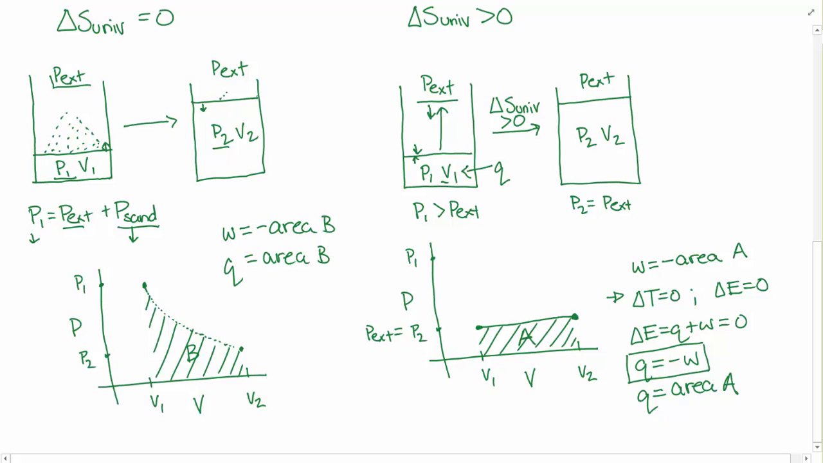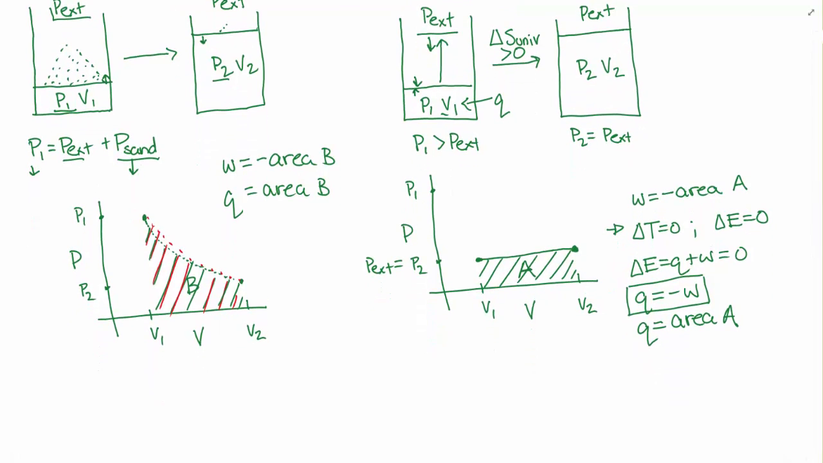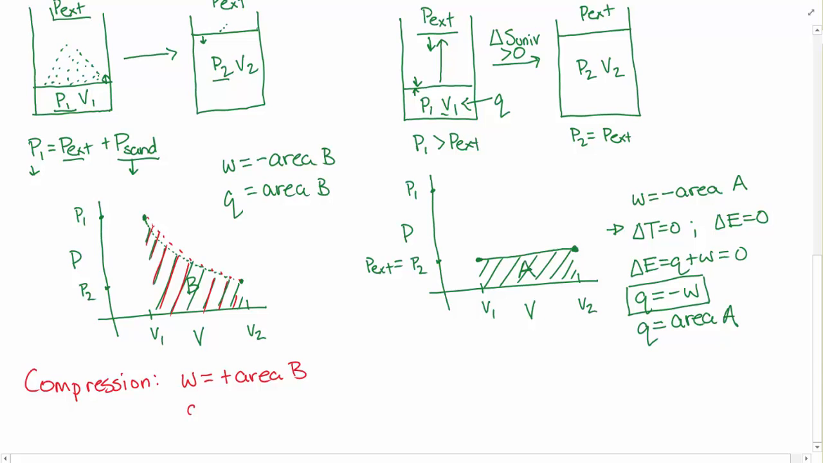The result will be that we would follow this exact same curve on our way back, and so the area under the curve is going to be the same. But in the compression, the signs are going to be the opposite. So in the compression, the work is going to be positive because we're doing work on the system. So the work is equal to positive area B, and the heat is equal to negative area B.